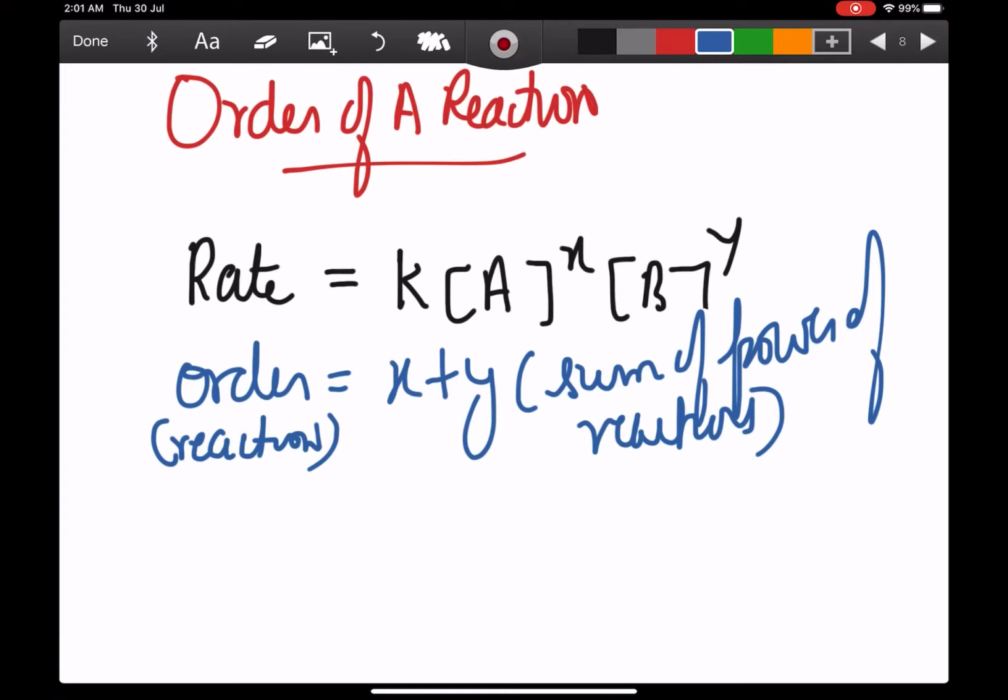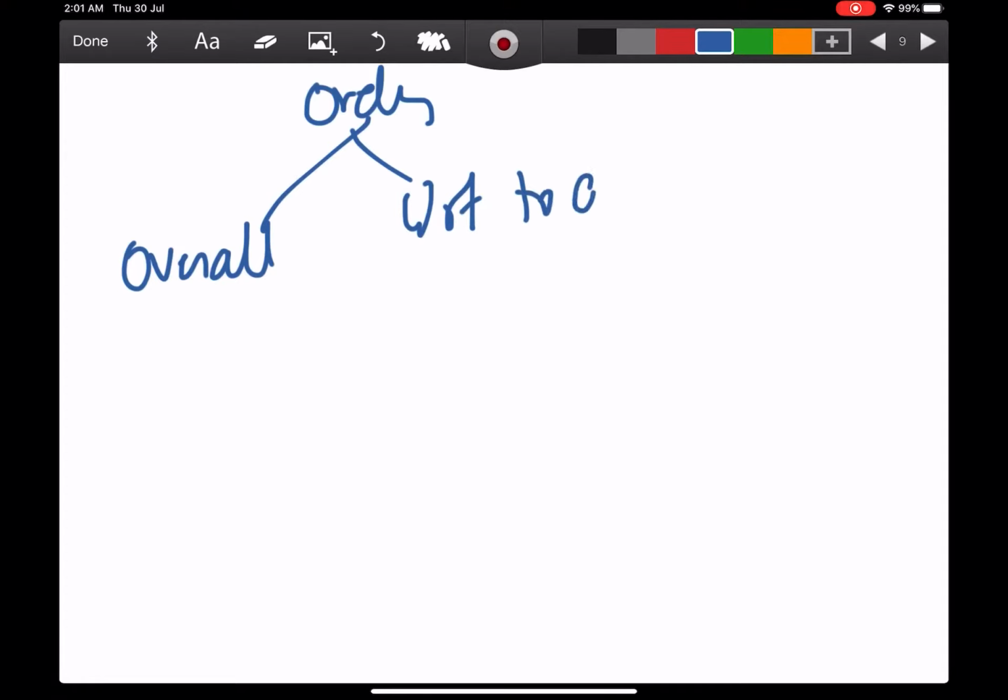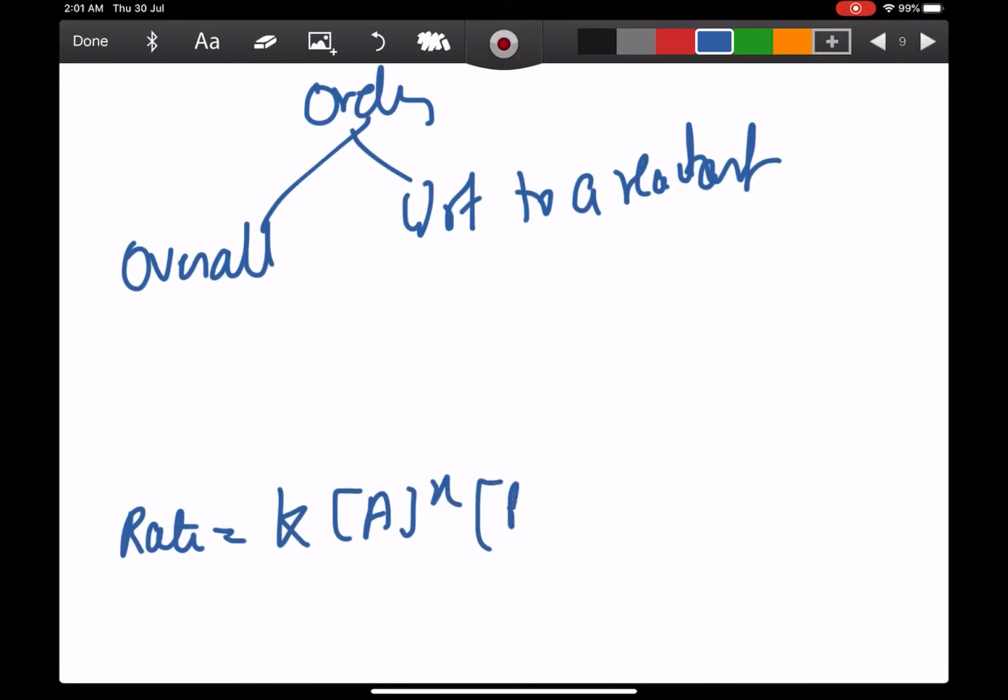There are two things when we talk about order. Order can be of two types. This is used in questions also in numericals: overall order and order with respect to a reactant. For this I will take up this equation once again, rate equals k A^x B^y. The overall order of the reaction is the sum of the powers of all reactants. Whatever reactants are there, just add the powers and you get the overall order.